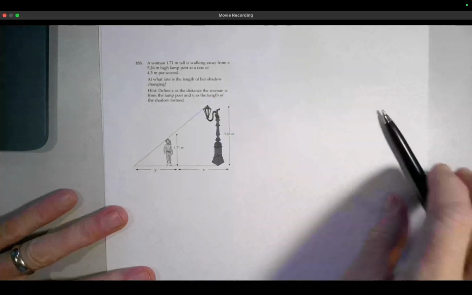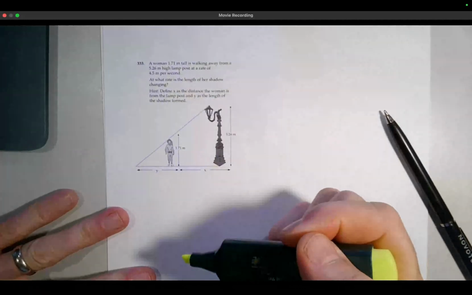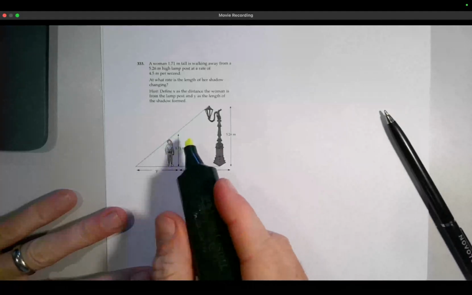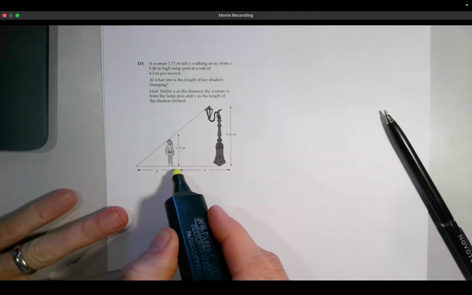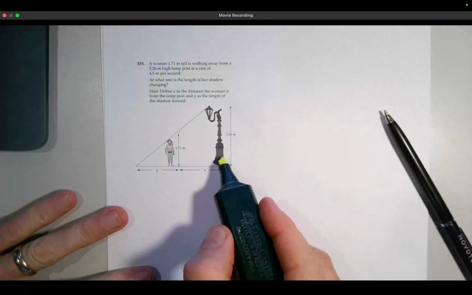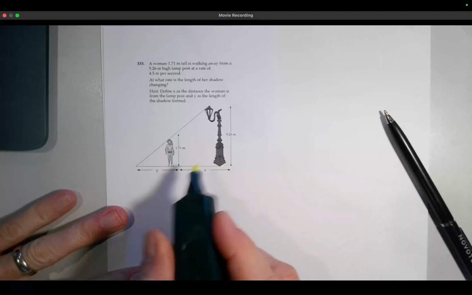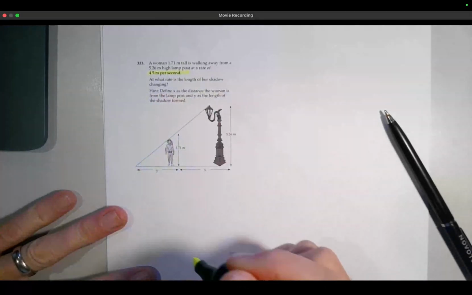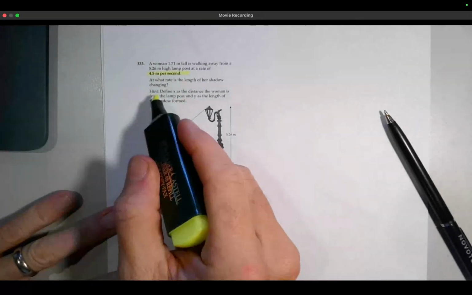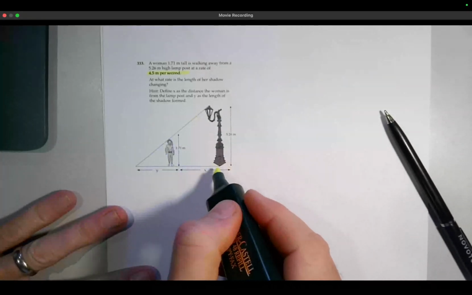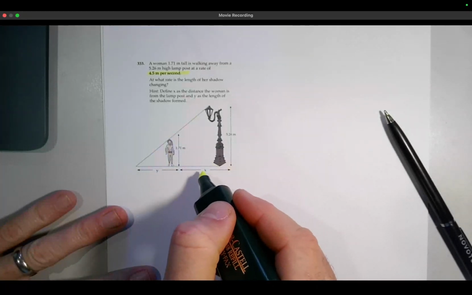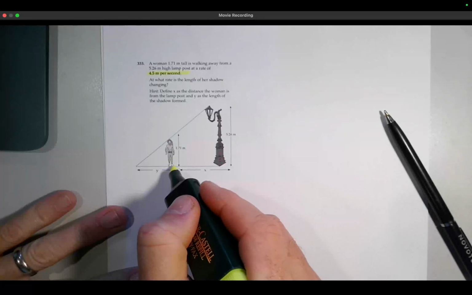Okay, it's number 333, and you've got a woman here who's 1.7 meters tall and is walking away from a lamppost at a rate of 4.5 meters a second. Now, the hint is to define x as the distance from the lamppost and y as the length of the shadow forming.